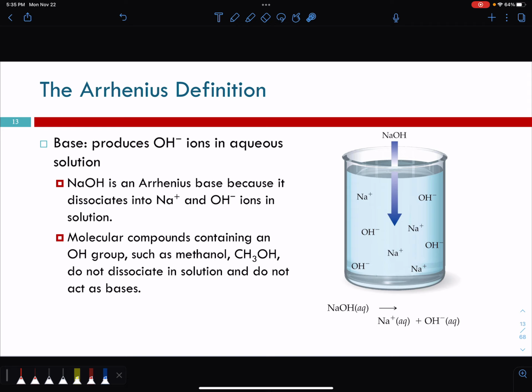Molecular compounds containing an OH group, though, such as methanol, do not dissociate in solution and do not act as bases. Primarily, the bases that we're going to work with are things like sodium hydroxide. They're going to be ionic compounds. You can even have barium hydroxide. So you're going to have that metal first. I don't think there's any organic compounds that do that.